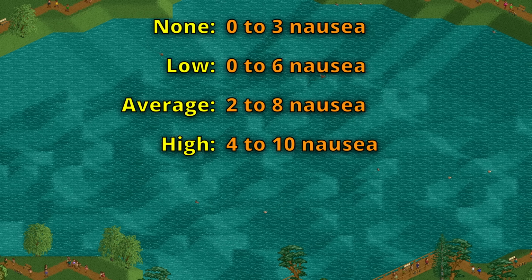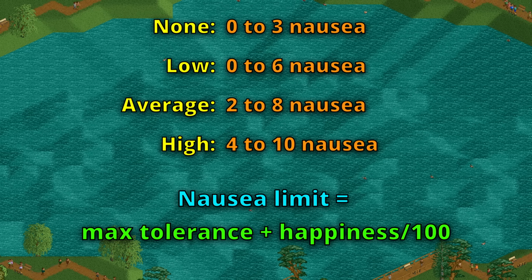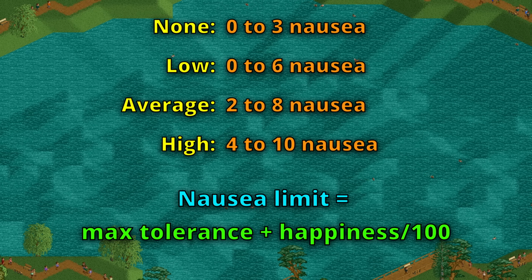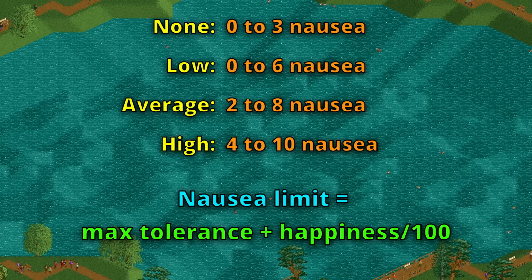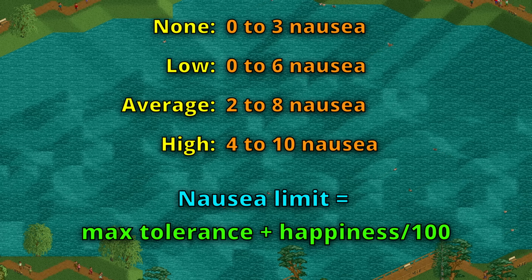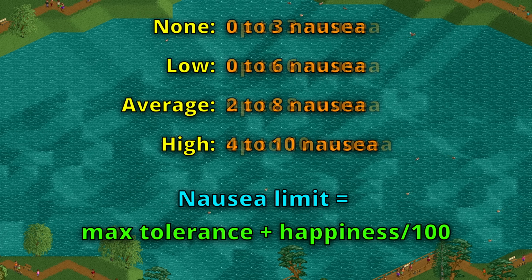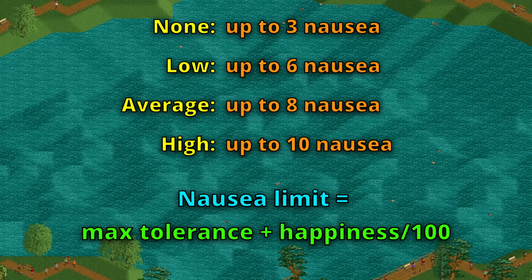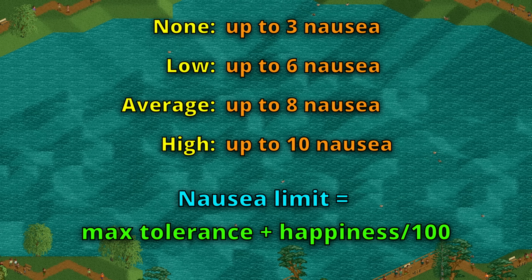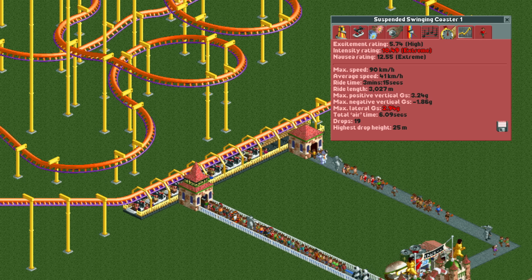The nausea check itself works the exact same, with happiness extending the range up to 2.55 points, except that there is no check for the minimum. The minimums of 2 and 4 that guests with average and high tolerances have are used for the satisfaction they get from the ride, but not at all for deciding whether they want to ride it in the first place. So for this video you can really just see these 4 tolerances as meaning up to 3, 6, 8 and 10 nausea, plus the happiness extension that adds another 0 to 2.55 points. This means that the highest possible nausea that the guests will tolerate is similar to the intensity rating, 12.55.